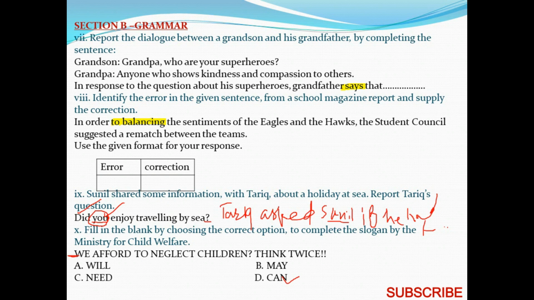We come to ninth question. Sunil shared some information with Tariq about a holiday at sea. Report Tariq's question. Did you enjoy traveling by sea? So this is interrogative. Tariq is asking. So you will write Tariq asked Sunil.